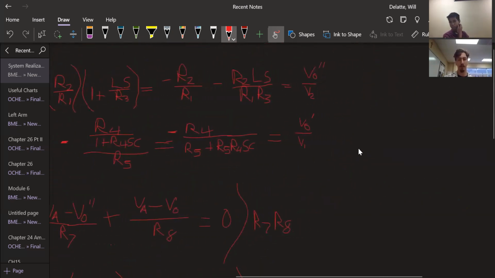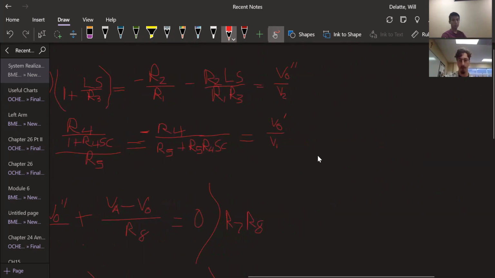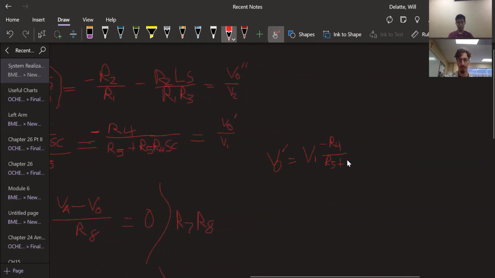So let's rearrange this real quick by simply doing V out prime equals V1, and then all essentially the same term, R5, R4, SC. And then we have a little bit of rearranging again up here. Now, I wouldn't distribute this yet. So I would leave that on the outside, because remember, we do have two terms since this was non-inverting.